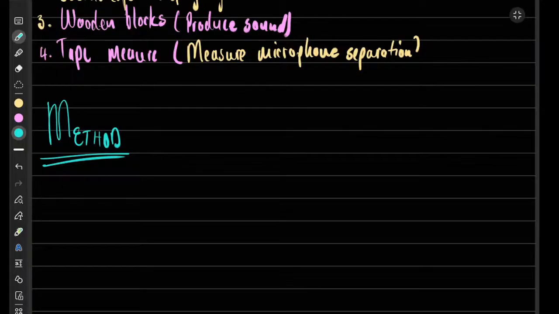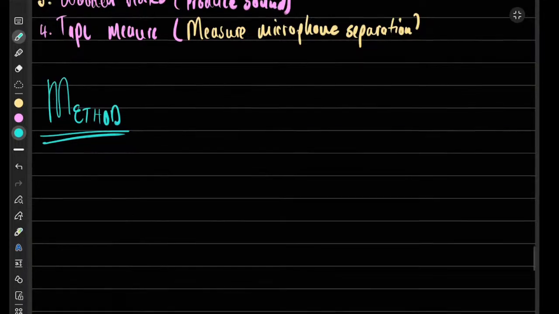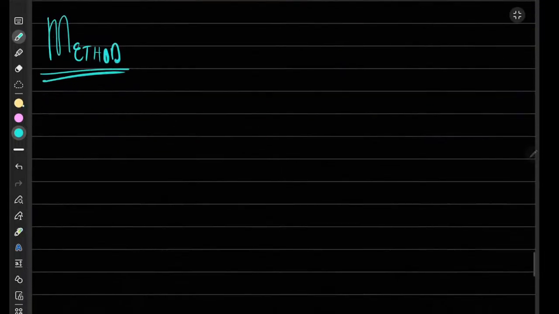So the wooden blocks produce the sound. The microphones will detect it. The oscilloscope will display signals. And you're going to separate your 2 microphones a known distance. You measure with a tape measure to separate their distances. Okay? So let's do it. Let's now talk about how we do.